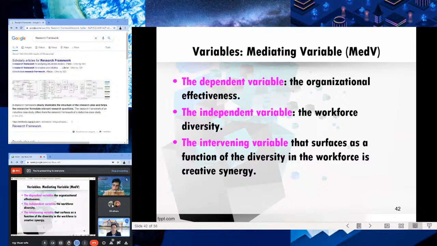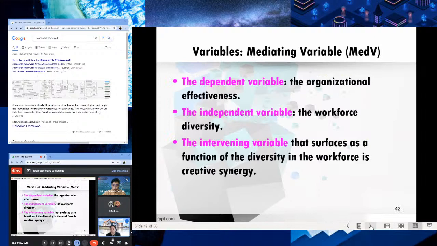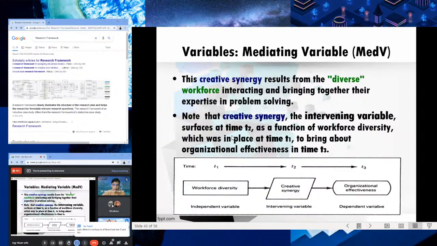Just now, diversity: the creativity, their skill, and how they adopt their expertise and skill to the workplace, based on individual skill and talent. So how to draw the model? Okay, it's about time. From this example, it's about the time, and how the creativity synergy results from the diverse workforce interacting and bringing together their expertise in solving a problem. Okay, there's some other consideration.